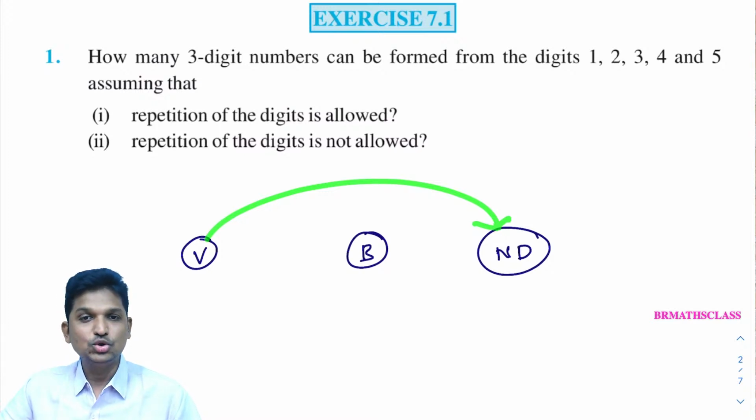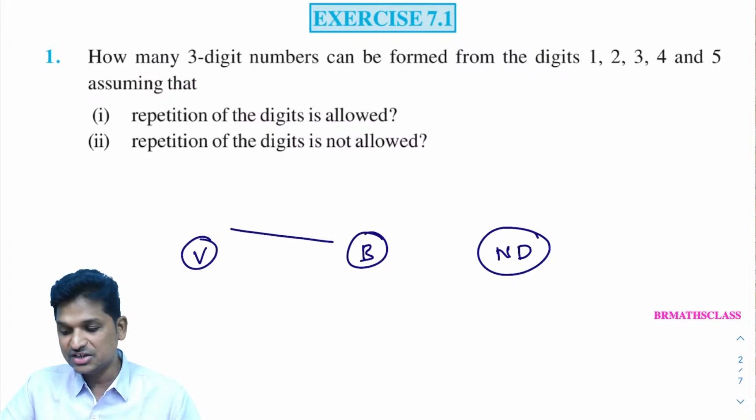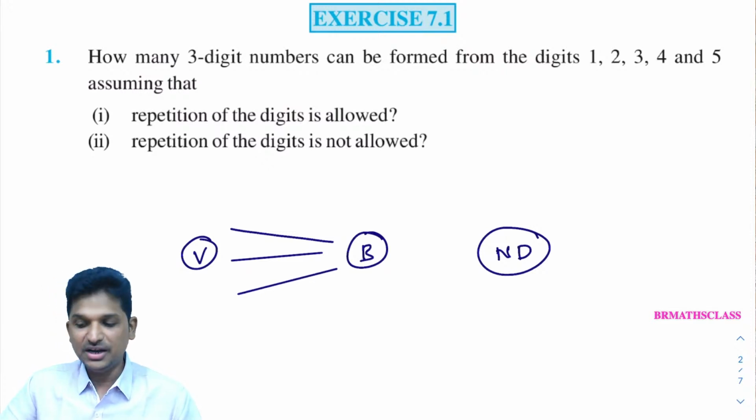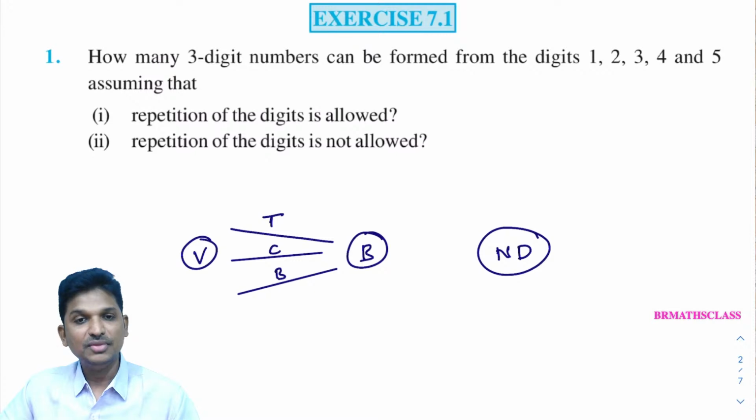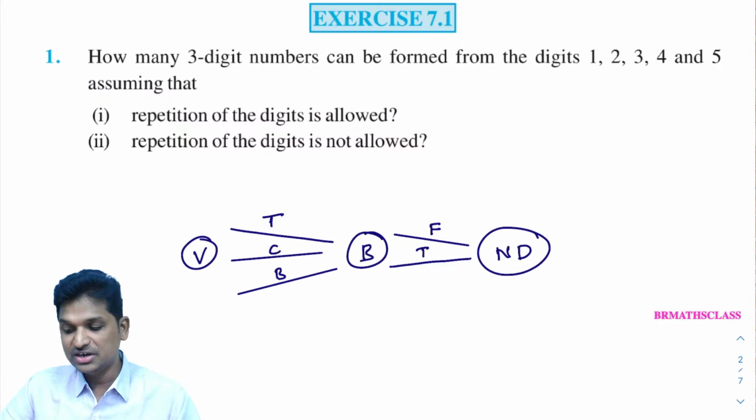I divided this into two works. First work is what? Reaching Bangalore from your village. I suppose that this can be done in three ways. You can reach Bangalore by train, by car, by bus. Suppose three modes of transportation are available from your village to Bangalore. From Bangalore to New Delhi, I'll suppose that there are two modes of transportation available. One is you can go by flight, another one is you can go by train. This is train 1, train 2.